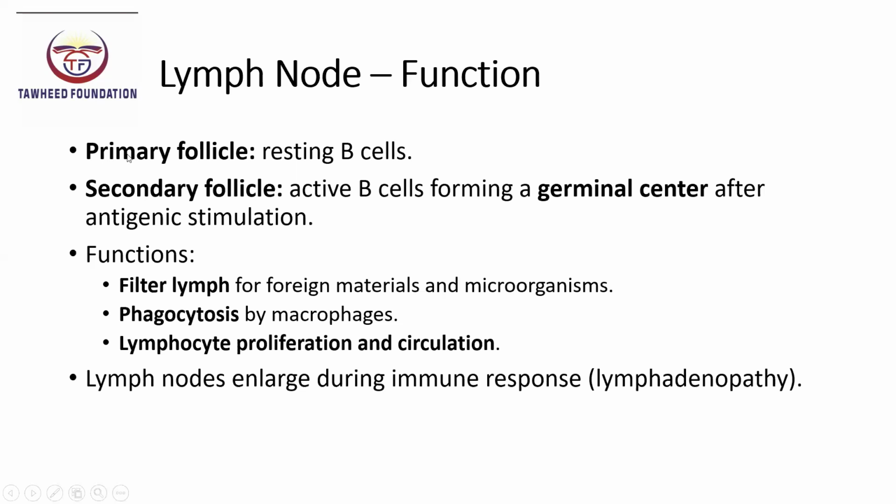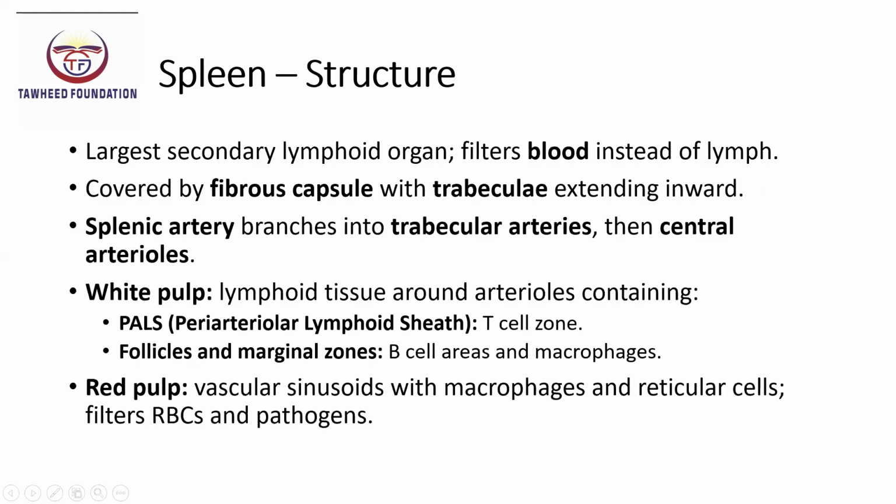So, function of lymph node. First, the primary follicle is a resting B cell phase. The secondary follicle has active B cells forming a germinal center after antigenic stimulation. Its function is to filter lymph for foreign materials and microorganisms, phagocytosis by macrophages, and lymphocyte proliferation and circulation. Lymphadenopathy is when lymph nodes enlarge during immune response. Next is spleen structure.